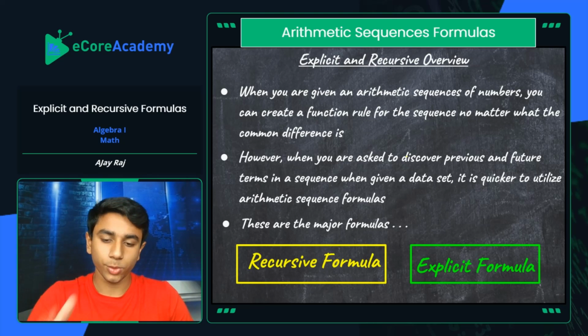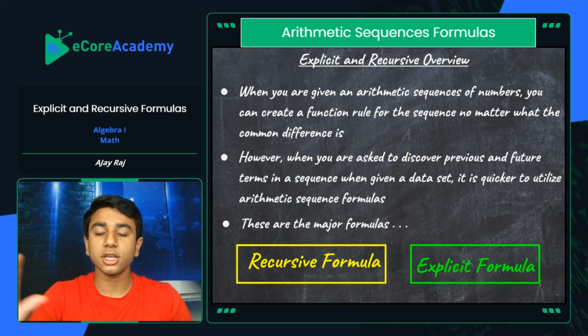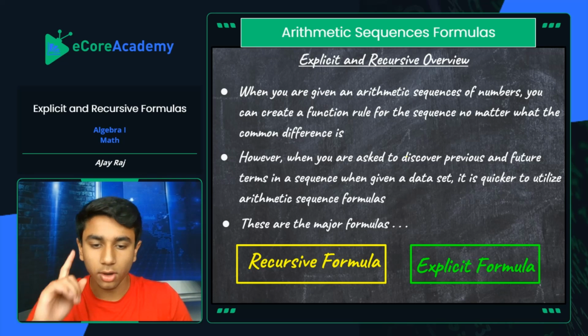So these are the major formulas, as I said, your explicit and your recursive formulas. We're going to go over the recursive formula first, and then of course we'll move on to the explicit formula. The recursive formula is something a lot easier to learn, and it's actually something you're already familiar with. It's just categorized and identified by different symbols in relation to the arithmetic sequence. And then of course explicit formula, that's a little bit more difficult, but it's a lot more useful when it comes to your more difficult problems and your more difficult sequences. So without further ado, let's move on to our recursive formula.